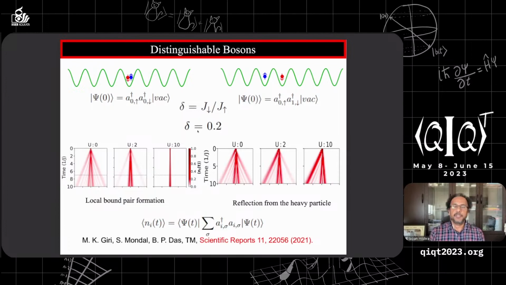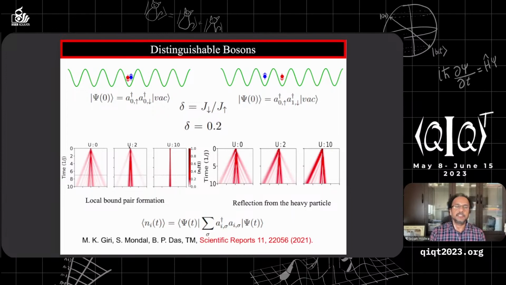If we have hopping imbalance or the mass imbalance between the particles, then you see that when interaction is 0, the heavy particle has a slower spreading. You can see a profile which is very slow here, and there is a very fast spreading, that is for the lighter particle quantum walk.